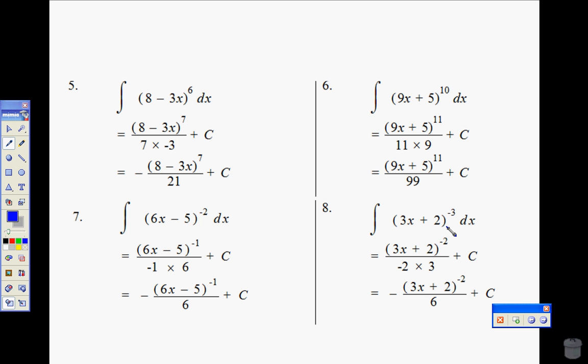3x plus 2, power of minus 3. We add 1 to give us the minus 2. We divide by the minus 2. We divide by the 3. Clean it up to give us the minus 6 there.